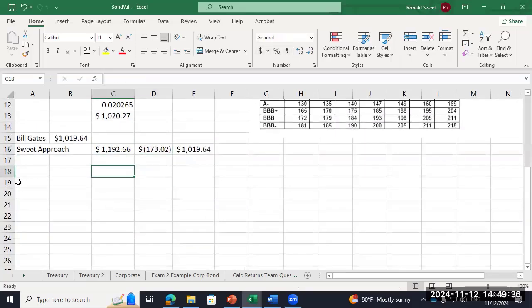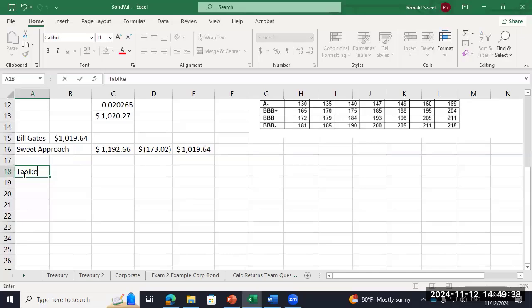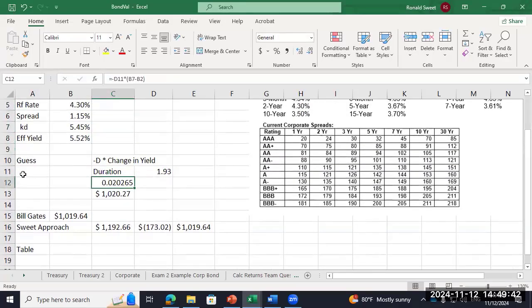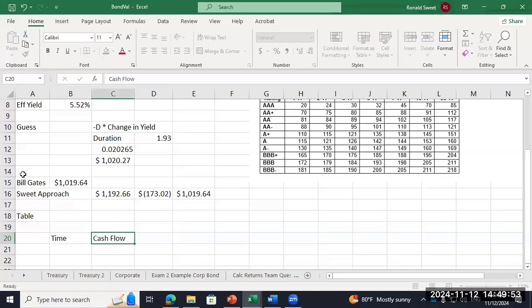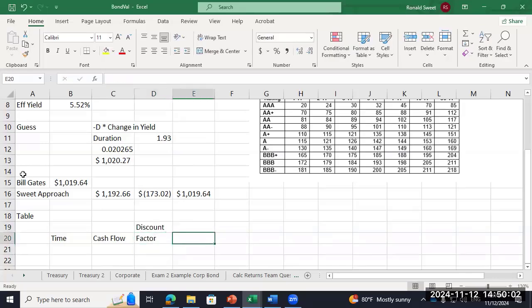But what you have to do is the table. They're all looking pretty close. My guess is going to be maybe a little bit high. You would think it'd be low because of convexity, but my duration could be off. So we've got the cash flow, we've got time, the cash flow, the discount factor, and the discounted cash flow. You don't have to calculate this, but I do like to calculate duration.